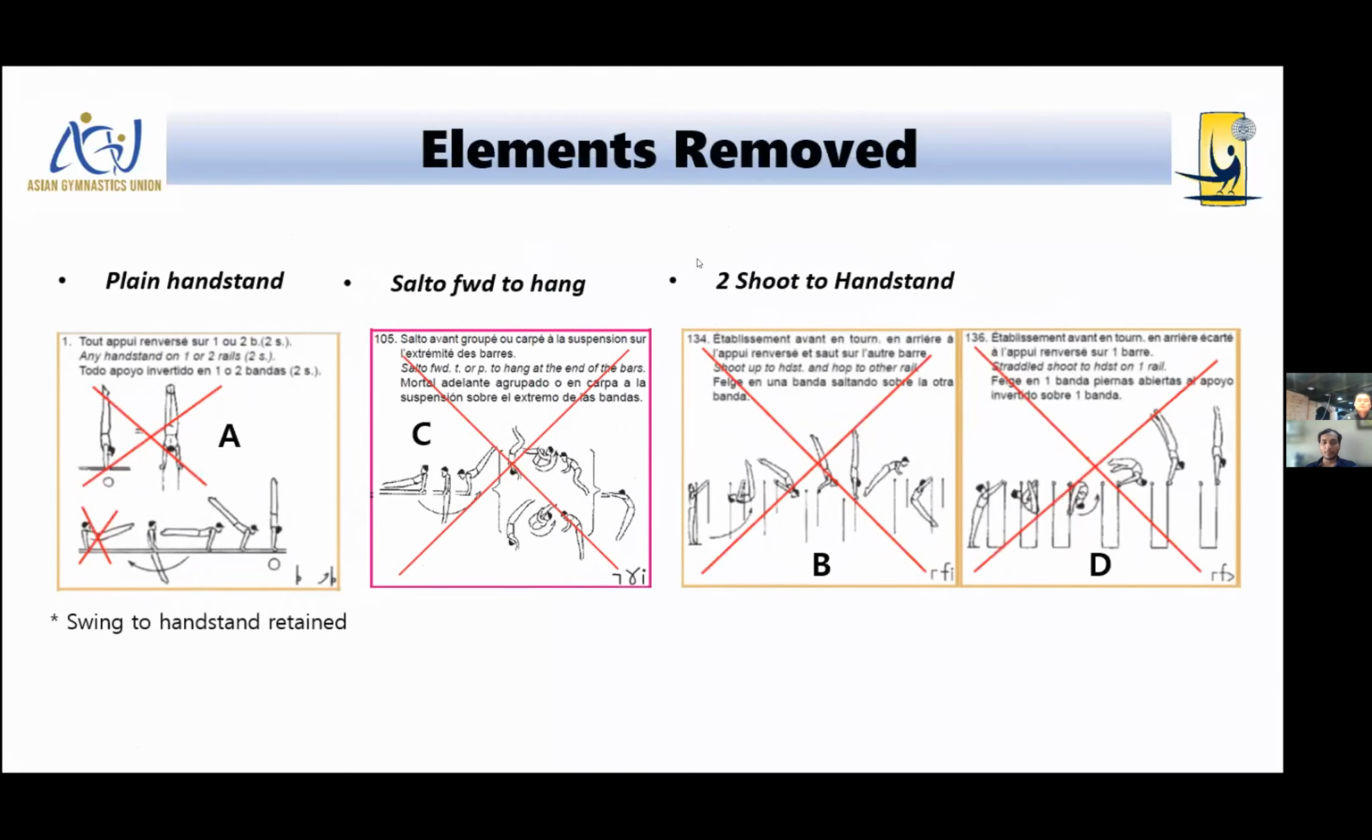Then I'll come to elements removed. Importantly, only handstand has been removed, but the swing to handstand has been retained. Earlier there were either handstand or swing to handstand. Now it is swing to handstand; only handstand is no more an element. Then salto forward to hang, C class, is removed. There were two shoot to handstand elements, code box 134 and 136. These have been removed.